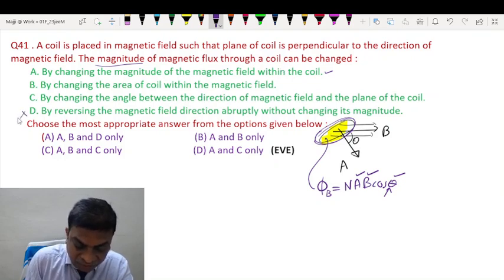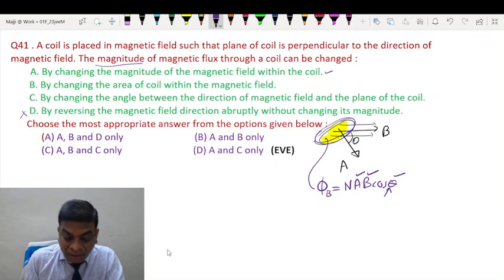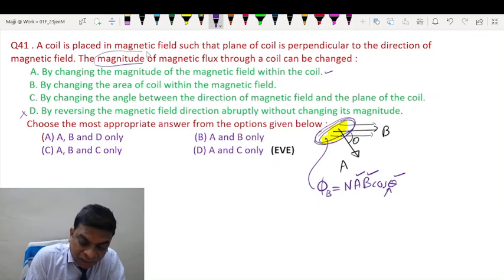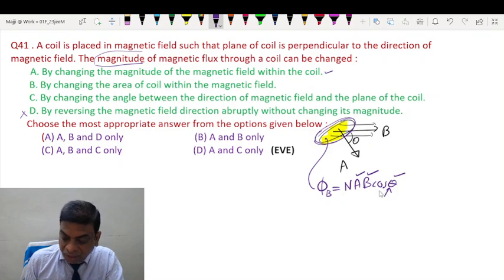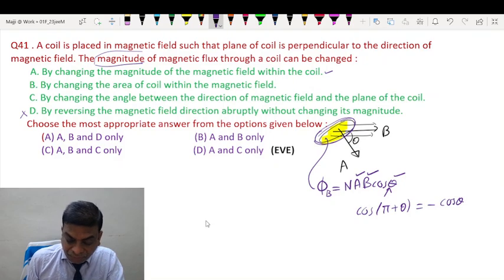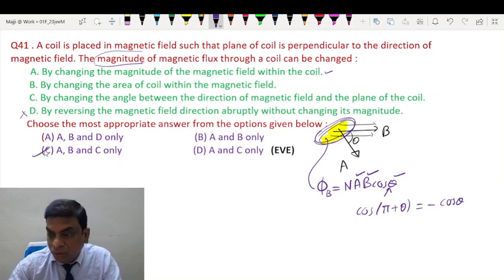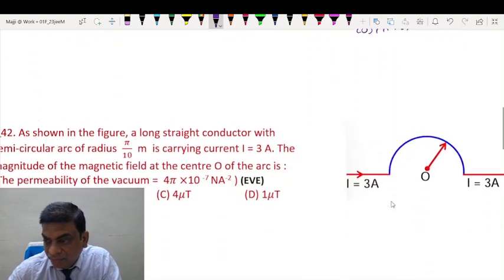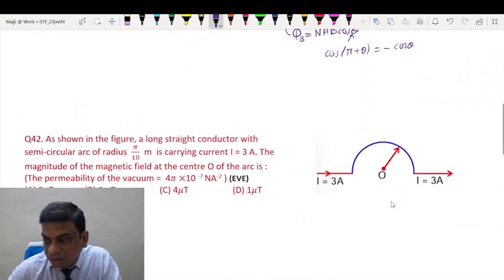So this is the only situation in which things are not working. We require the magnitude of magnetic field to change. So the magnitude will not change, only the sign will change here, because cos(180 plus theta) is actually minus cos theta. So A, B and C are the correct options. So C option will be the correct answer. Then moving to the next question.